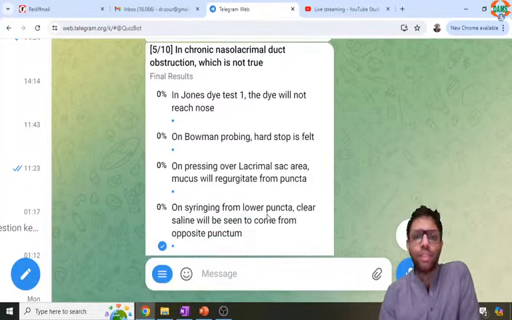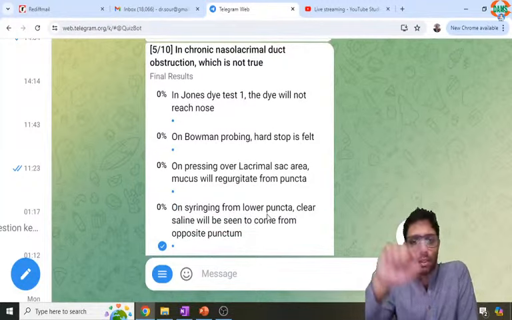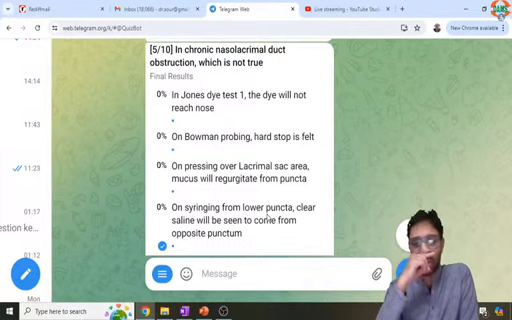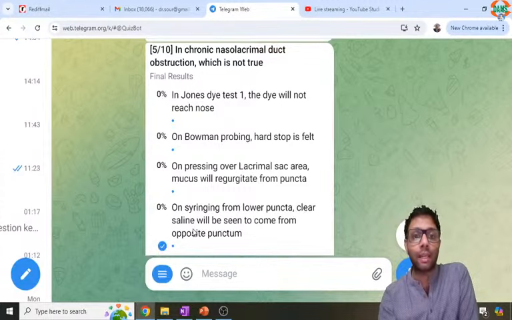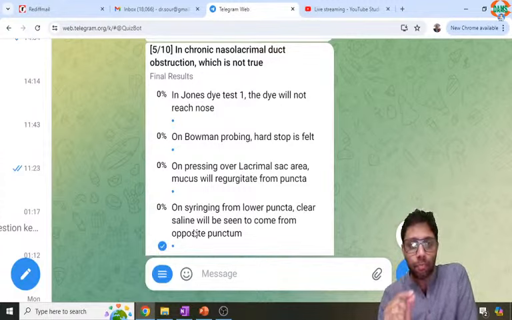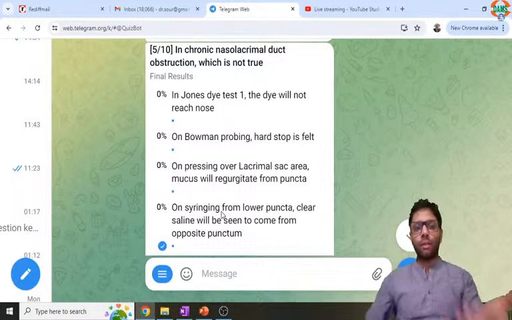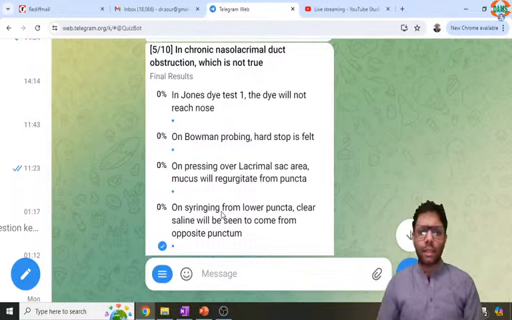Now, if you do a syringing from the lower puncta, the saline will not come into the nose. It will come out of the opposite puncta, but not clear saline, because some mucus will be accumulated in the sac. So turbid fluid will come from the opposite puncta. Now, of course, some people argue, sir, if mucus is not formed, then clear saline will come.